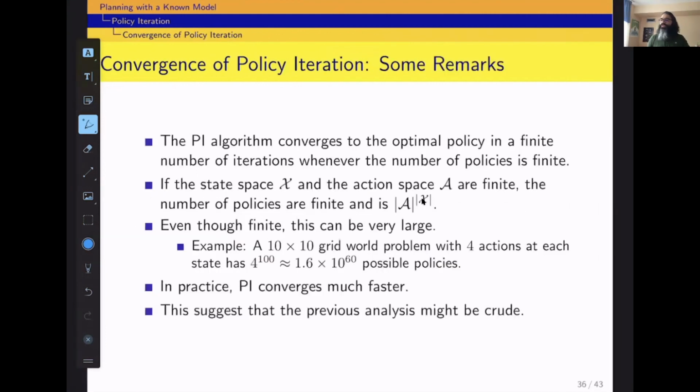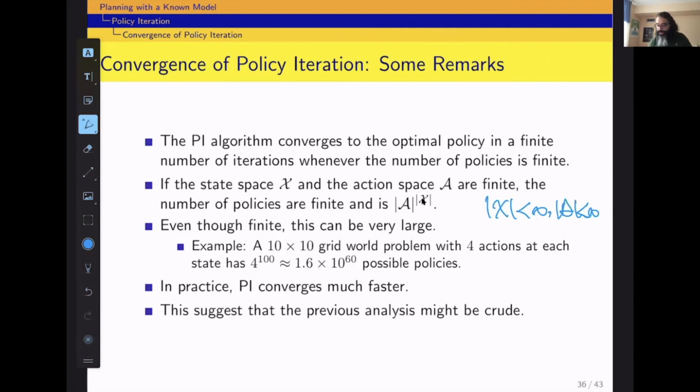So some remarks. One remark is that the policy iteration algorithm converges to the optimal policy in a finite number of iterations when we have a finite number of policies. So when do we have a finite number of policies? When the state and action spaces are finite. So if X is finite and A is finite, then the number of policies would be finite.